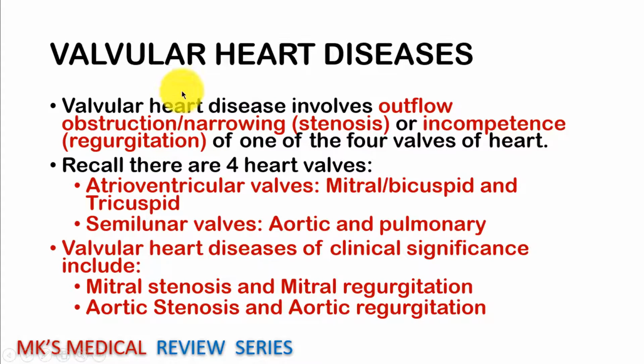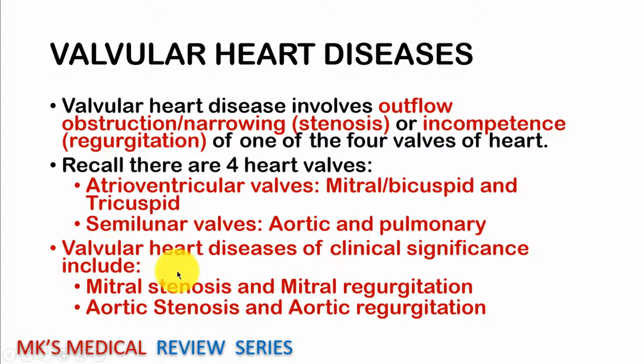Recall that a valvular heart disease involves either an outflow obstruction, or narrowing, which we refer to as stenosis, or incompetence, which is referred to as regurgitation, of one of the 4 valves of the heart. Recall that there are 4 heart valves: the atrioventricular valves, which are the mitral or bicuspid valve, found on the left side, and the tricuspid valve, found on the right side, and the semilunar valves. Of course, you have the aortic and the pulmonary.